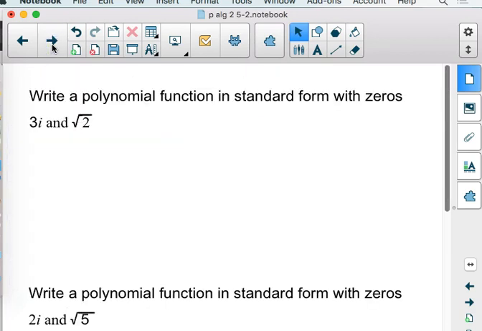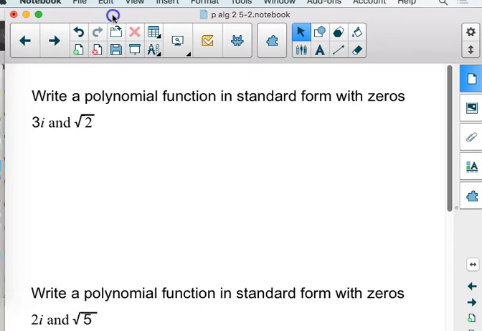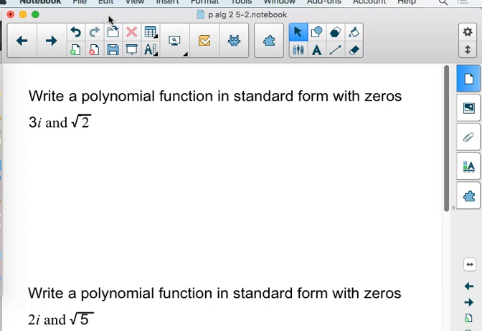And this one has us writing some more polynomial functions, but writing them when things are a little bit more difficult. So this one says we want to write a polynomial function in standard form, and it has zeros at 3i and the square root of 2. Well, here's the bad news. These things don't come alone. Imaginaries always come in pairs. So if positive 3i works, then negative 3i also has to.